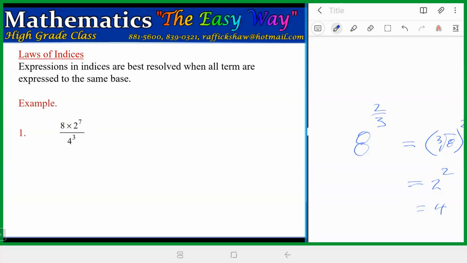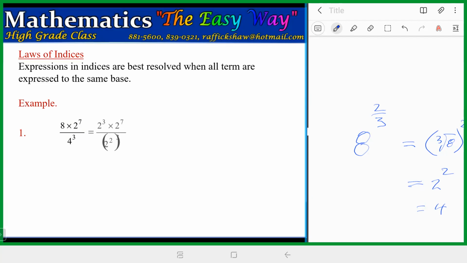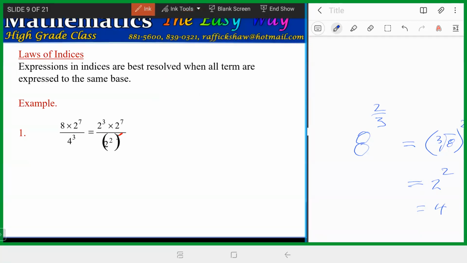These work best when all expressions are expressed in the same base. Once you're doing a question with laws of indices, you want everything to be expressed in the same base. For illustration purposes, all these values can be expressed to base 2. This right here is a cube, 2 cubed. The 4 is 2 squared, and then you put back the cube.